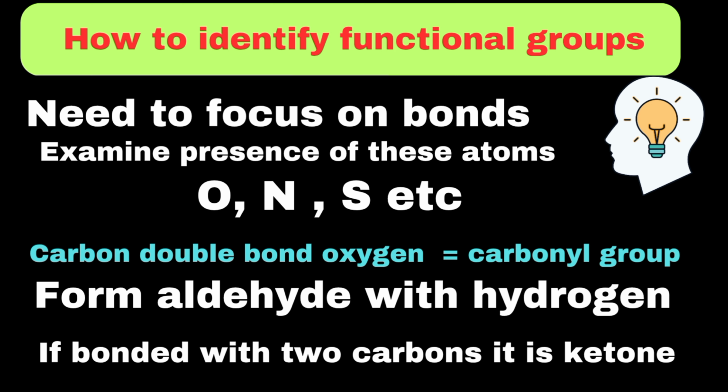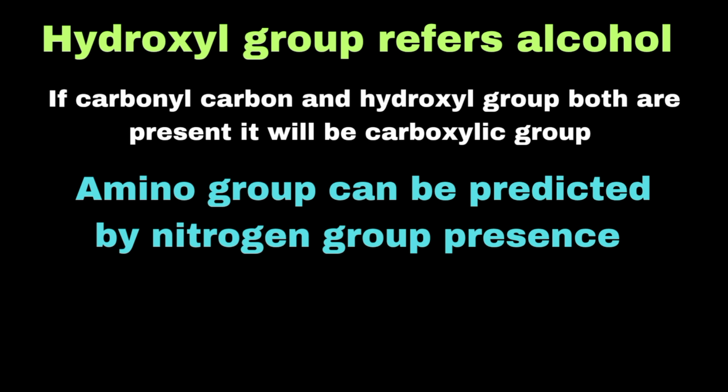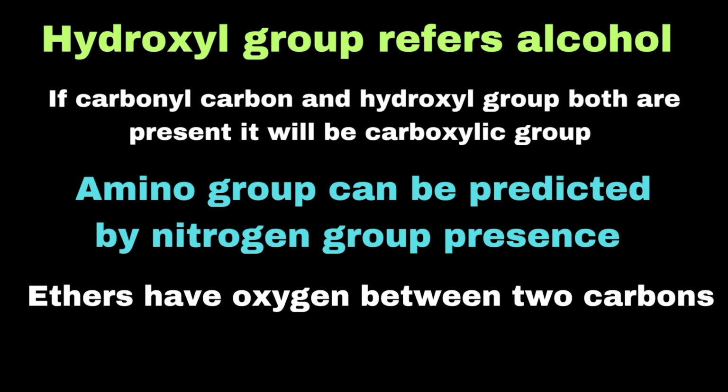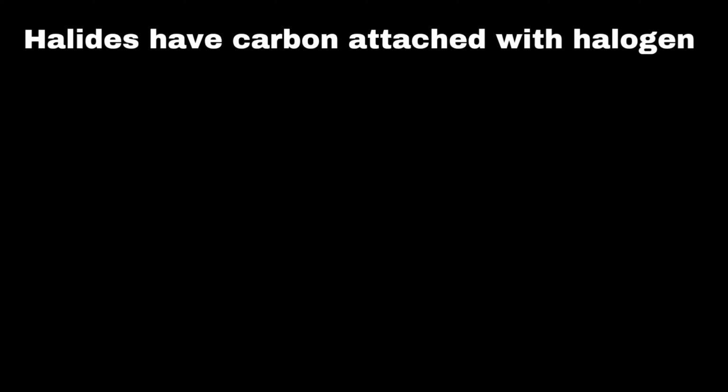Another common group to look for is the hydroxyl group, which characterizes alcohols. If both a hydroxyl group and a carbonyl group are attached to the same carbon, it forms a carboxylic acid. Amino groups can be identified by the presence of a nitrogen atom bonded to one or two hydrogen atoms. Thiols contain a sulfhydryl group, while ethers have an oxygen atom bonded between two carbon atoms. You can also recognize functional groups based on multiple bonds between carbon atoms. For instance, if two carbons are triple bonded, the molecule contains an alkyne functional group. A double bond between carbons indicates an alkene, while single bonds belong to alkanes. Halides can be identified by a carbon atom directly bonded to a halogen.